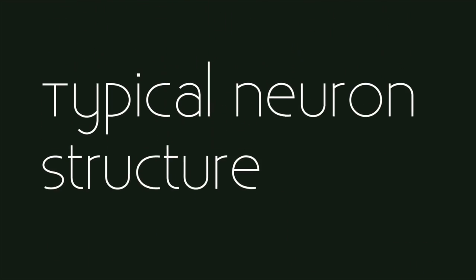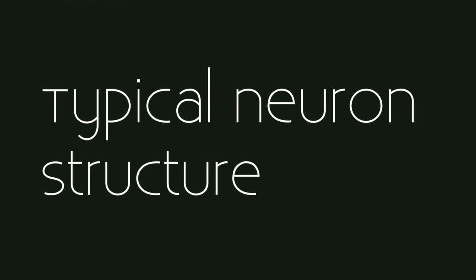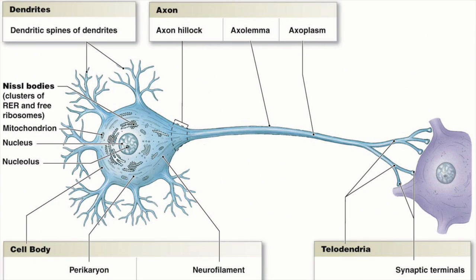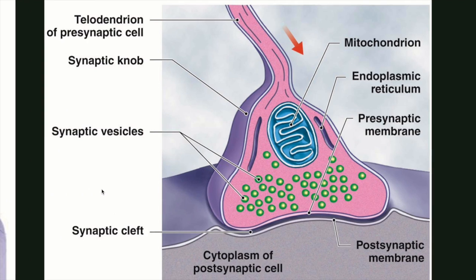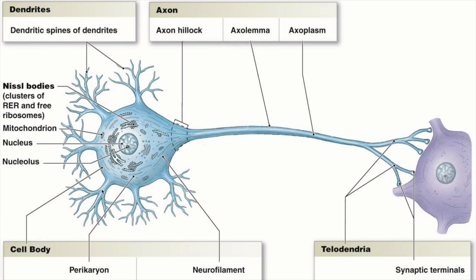And the basic structural and functional unit of the nervous system is the neuron. So we're going to look at a neuron structure here. Here you see the dendrites. They are highly branched processes. They receive input from other neurons, so they are the input region of the neuron.